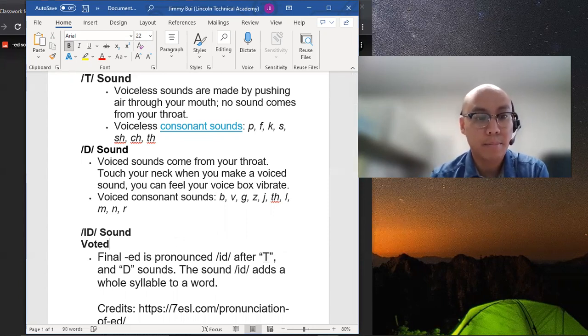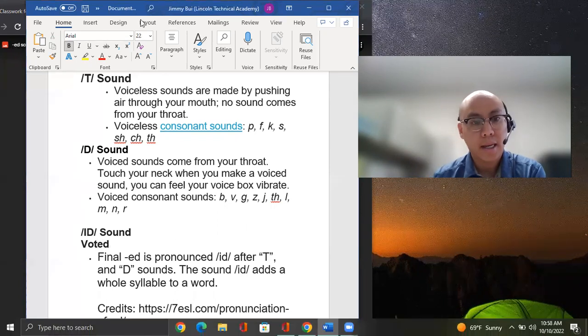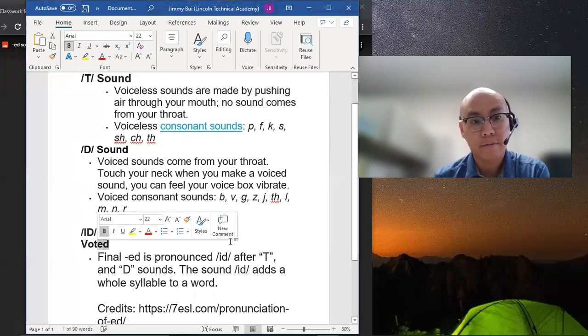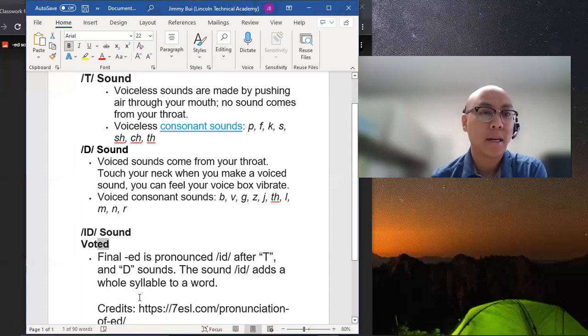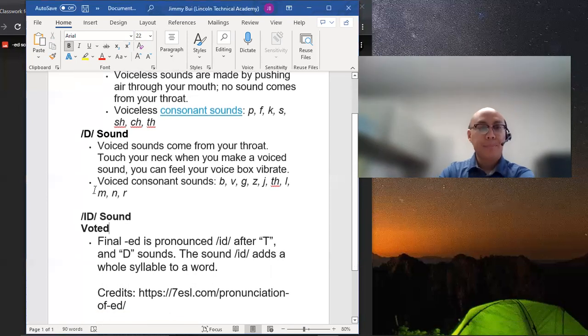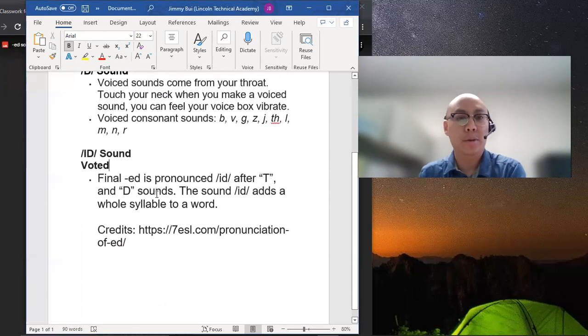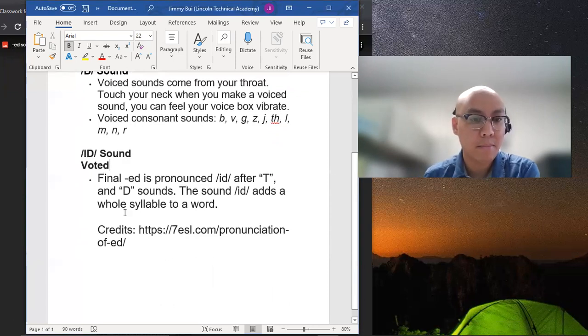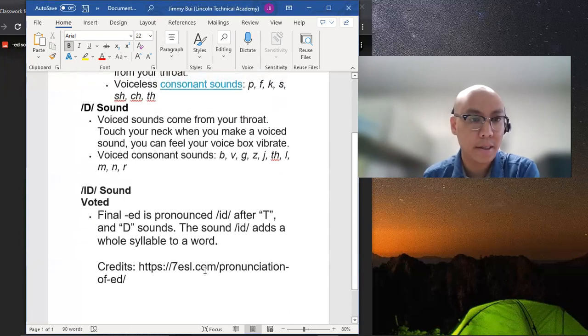So because the word already ends in E, we add a D, and the sound we make here for past tense would be id. So, voted. I voted for the election in the last race, right? I voted.